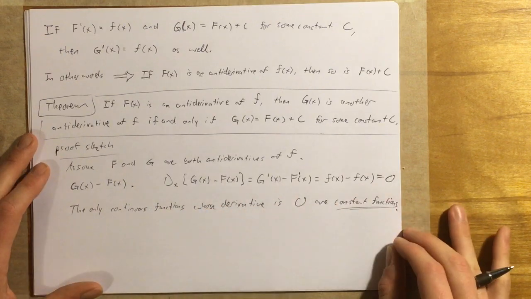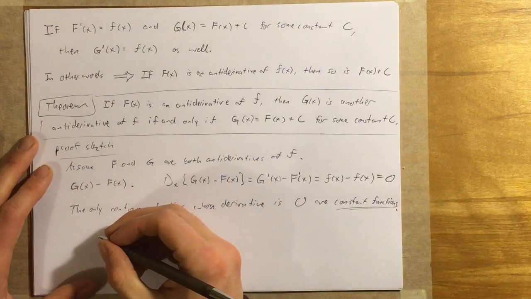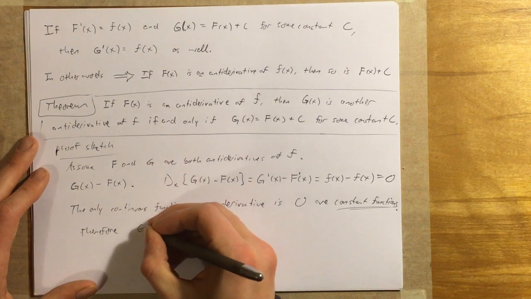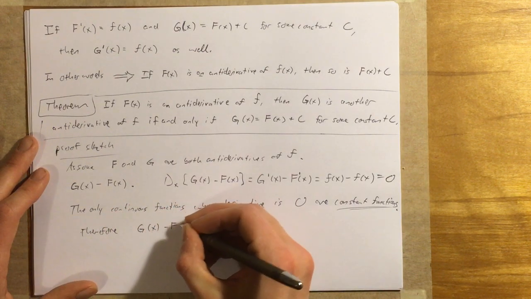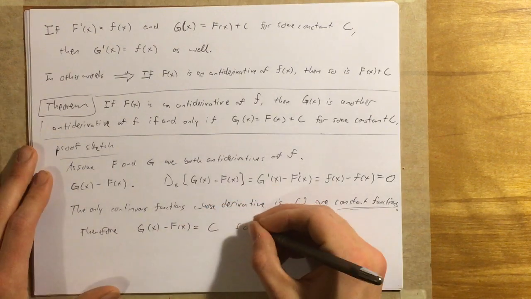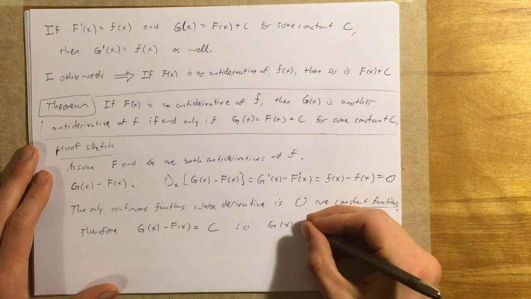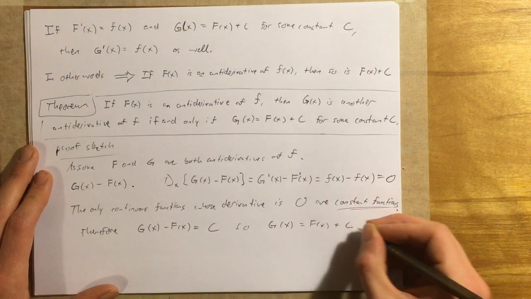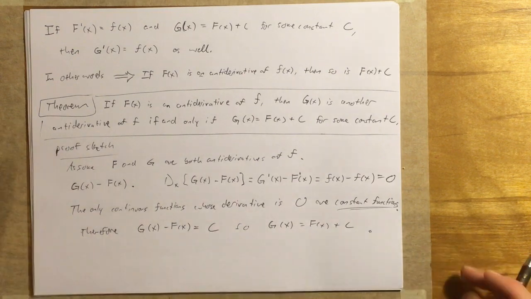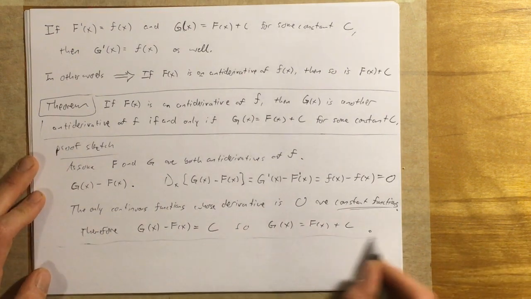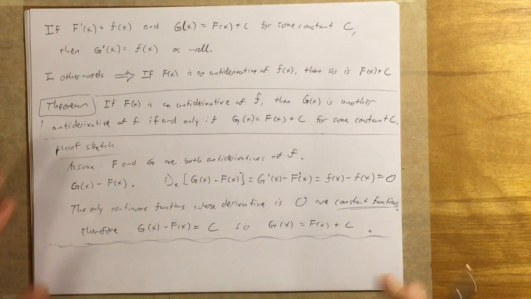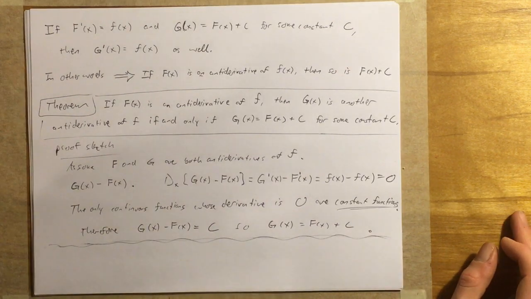Therefore, our difference that we were looking at, G of x minus F of x, must be constant. If its derivative is 0, it must be constant. So then G of x equals F of x plus c, like that. And that's basically it. That pretty much sums up the explanation for why antiderivatives differ from one another only by the addition of a constant.